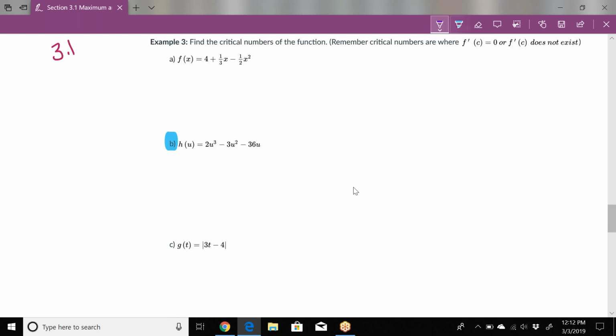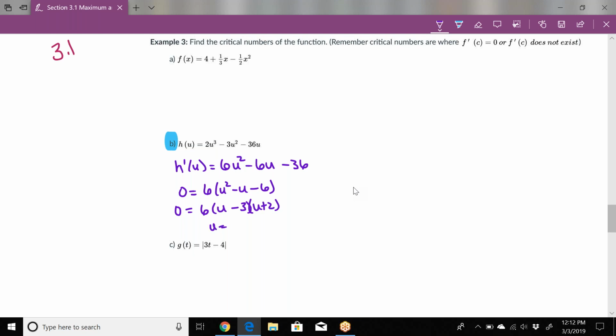So to figure this out, we need to first of all take the derivative of this function right here. So this is h prime of u would be 6u squared minus 6u minus 36. I would set that equal to 0 to figure out if there's a c value that works. I would also factor out a 6. And that's going to factor into u minus 3 and u plus 2. So my possible critical values are -2 and 3.